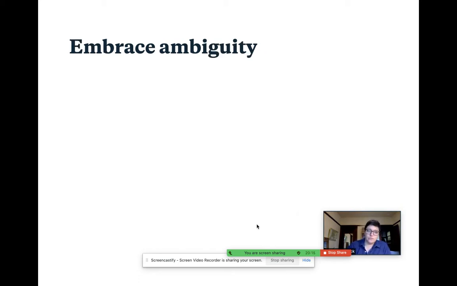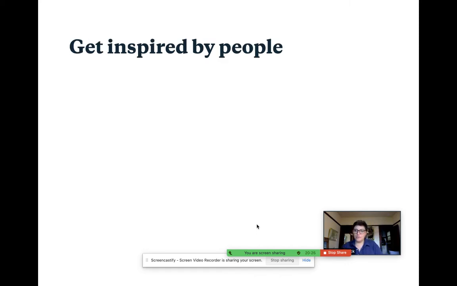Embracing ambiguity, so being willing to go out into a process that you don't have a clear picture of the end result for. Getting inspired by people. So the practice that I utilize in my professional life is called human-centered design. In this process, we want to really deeply understand and deeply get to know the people that we are working to serve, so that we can meet their needs on their terms. And part of that process is getting inspired by people.